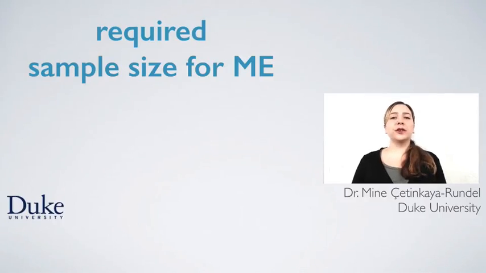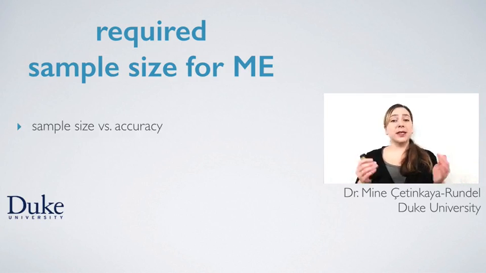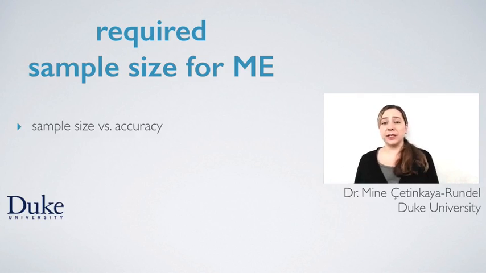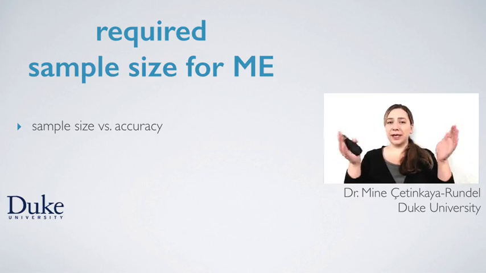In this video, we're going to work backwards with confidence intervals. Specifically, we're going to learn how to calculate the required sample size to achieve a certain margin of error. We're also going to discuss sample size versus accuracy. So there's an interplay between these two. What happens to the accuracy of the confidence interval as the sample size increases or decreases?